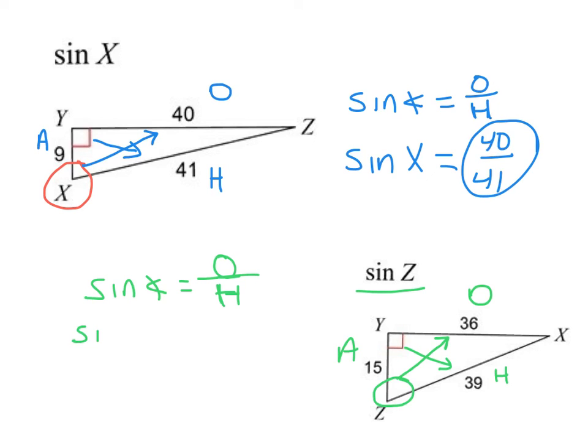Now we plug in what we know. The sine of angle Z equals, what do I have labeled for my opposite? That's 36. My hypotenuse I have labeled as 39. And I am recognizing that 3 goes into both of these numbers. So 36 divided by 3 gives me 12, and 39 divided by 3 gives me 13. All right, so that would be my final answer in that problem.